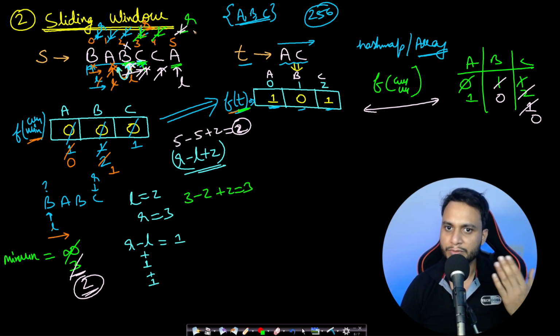You keep moving R to the right until you make the current window valid, or you go to the end of the string. Yes, we have gone to the end of the string, so no need to do anything else. Whatever window size we found as minimum will be the answer.